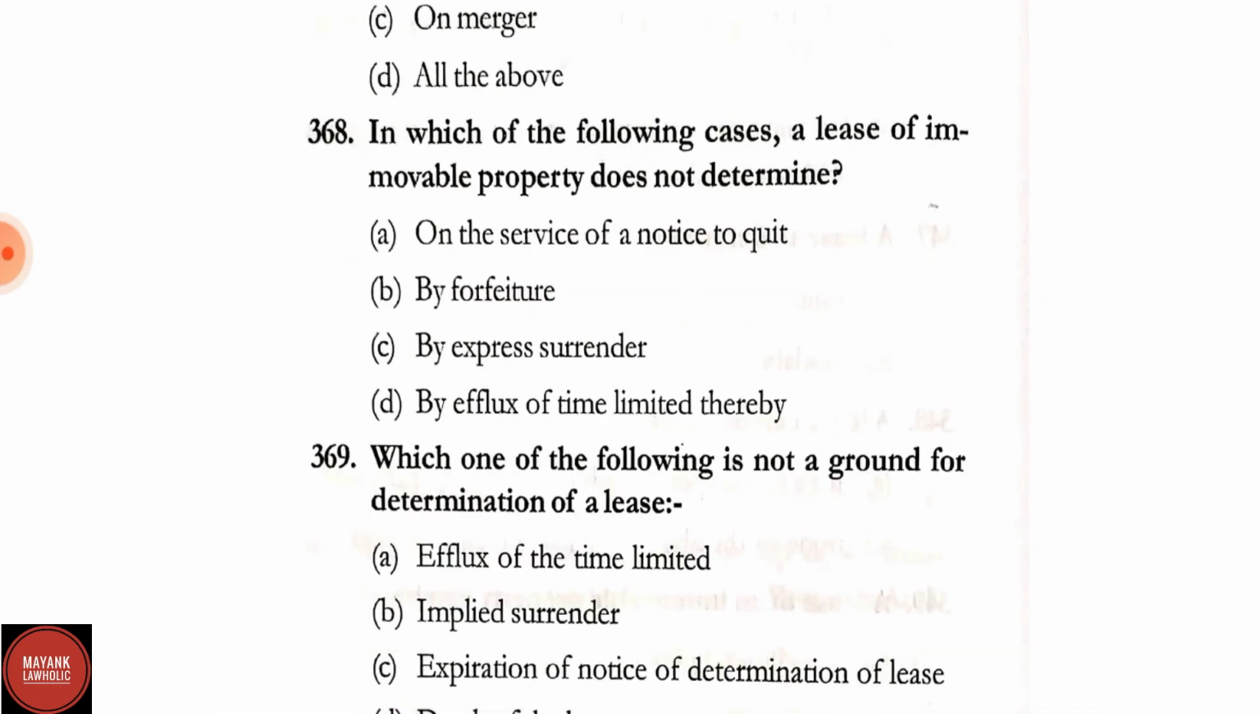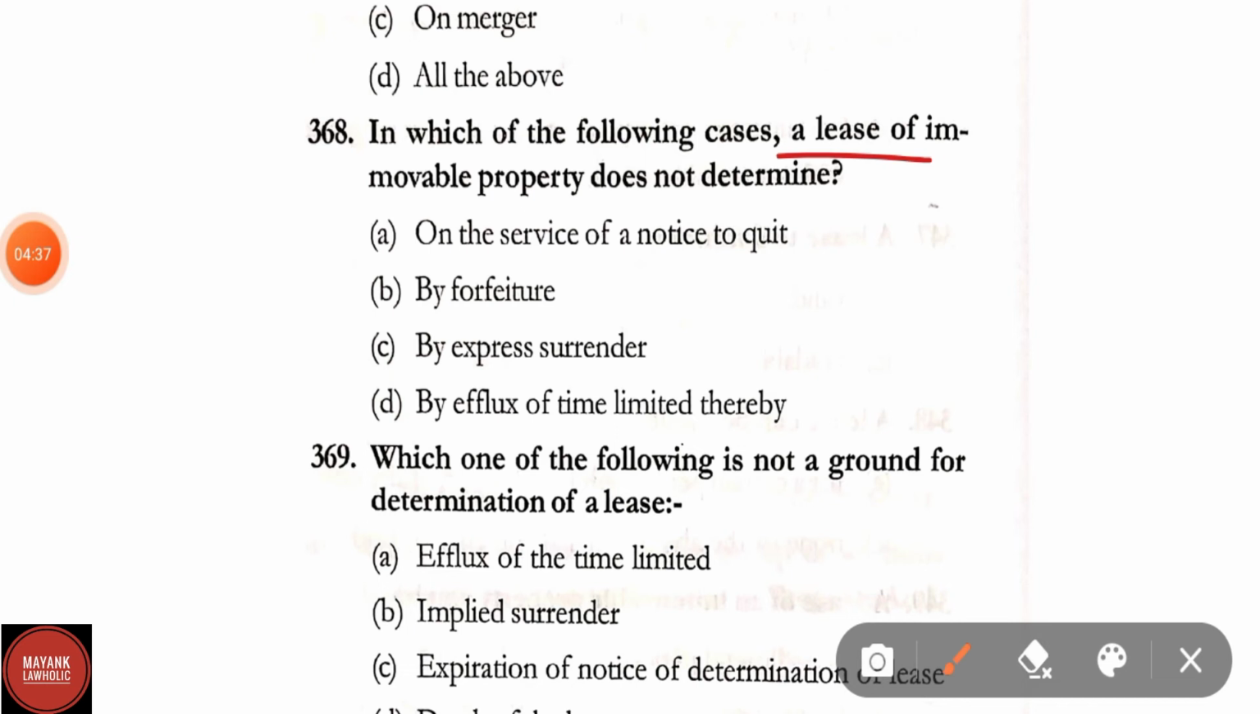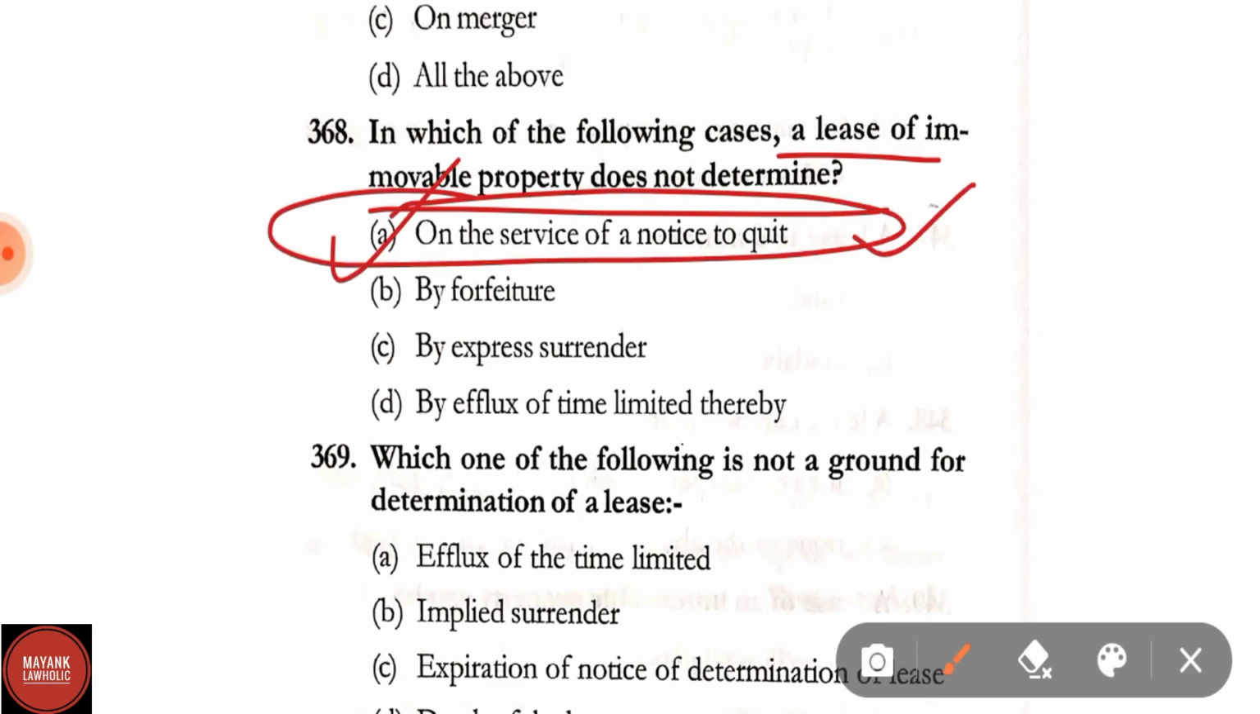Question number 368. In which one of the following cases does a lease of immovable property not determine? Option A, on the service of a notice to quit. Option B, by forfeiture, or option C, by express surrender, or option D, by efflux of time limited thereby. Correct answer is option A, that is on the service of a notice to quit.